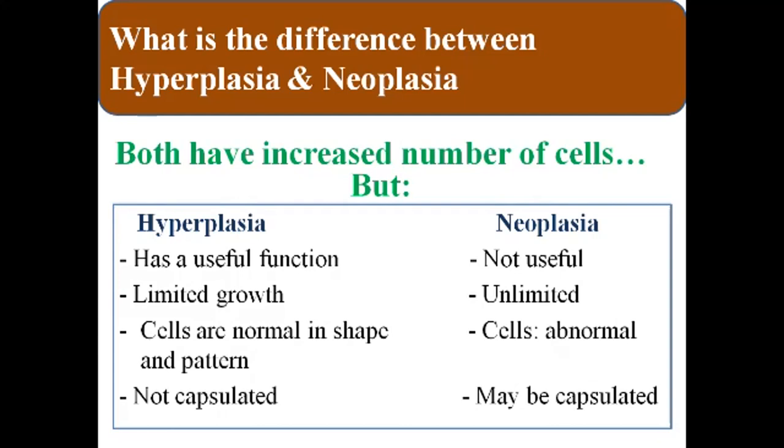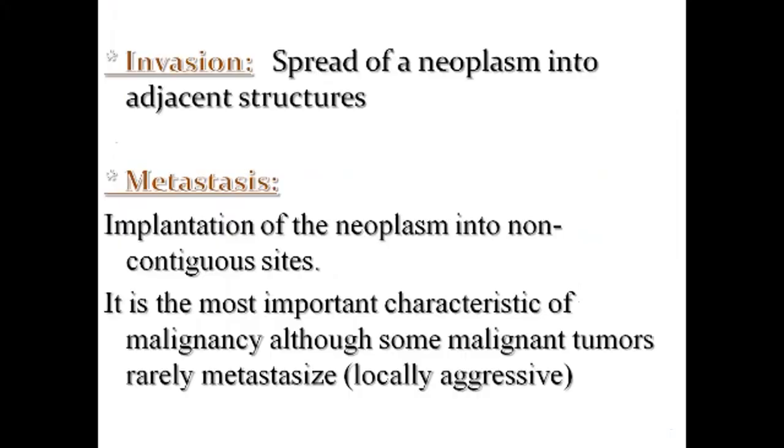However, in neoplasia, one cell gives a mass of cells, right? So sometimes the neoplasm or tumors may be capsulated. What's meant by capsulated? Surrounded by a fence formed of fibrous tissue or collagen fibers, okay? So neoplasia may be capsulated. However, hyperplasia is not. Okay, so these are the main elements that differentiate hyperplasia from neoplasia.